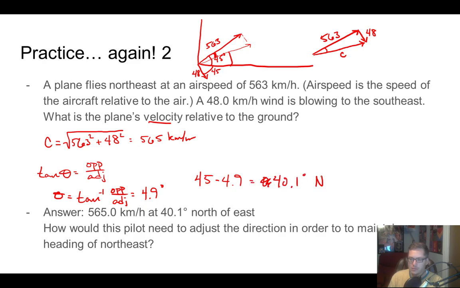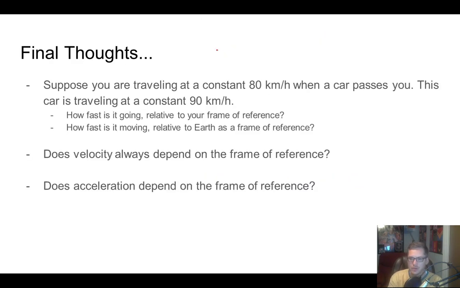So 45 minus our 4.9, and we get 40.1 degrees. Because it's this angle here, it's north of east. So 40.1 north of east. So the full thing is 565, really we shouldn't have that many digits because of sig figs, so 565 kilometers per hour at 40.1 degrees north of east. In order to maintain its heading of directly northeast, it would have to adjust, or sorry, not 40, 4.9 degrees farther towards the north.